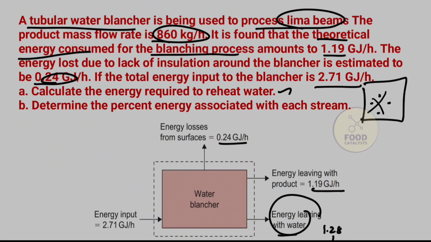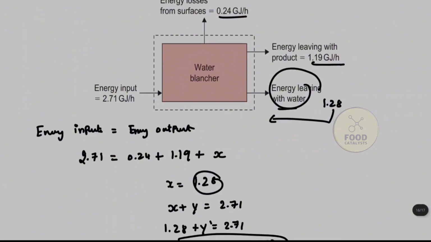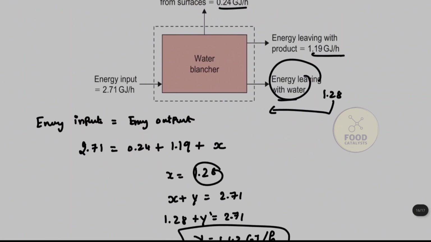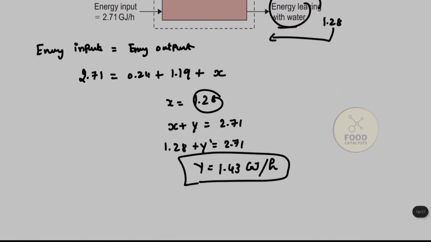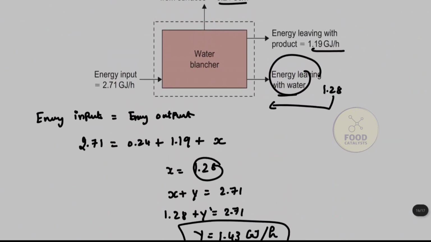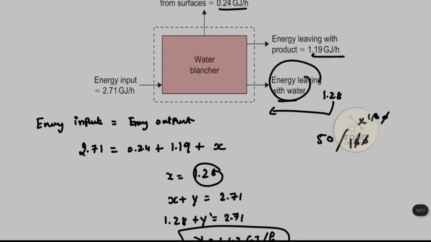The second question is to determine the percentage of energy. You already know all the energy, just convert it into percentages. See how you can convert it into a percentage. If you are scoring, let's say, 50 marks in the examination and the total mark for the exam is 100, then how will you solve it? You will solve it by 50 divided by 100 into 100, right? So do the same for all the different inputs.